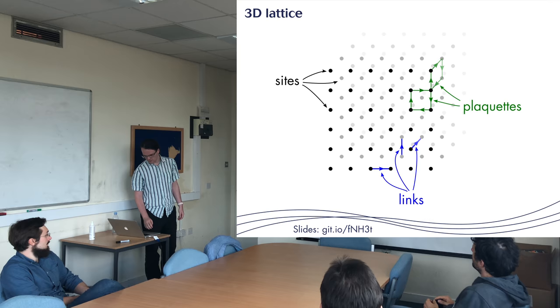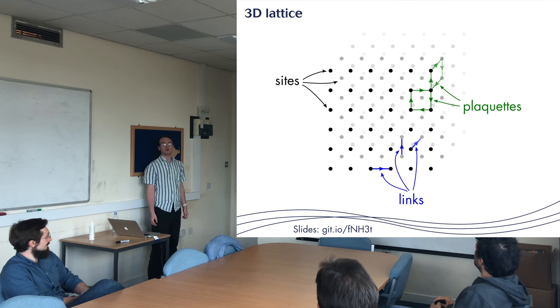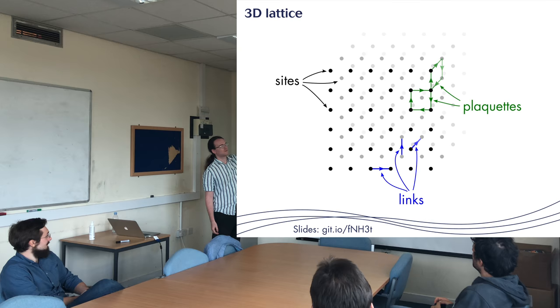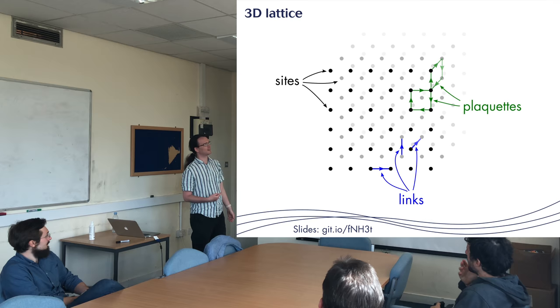So for those who aren't familiar with lattice field theory, I have not very much to say about the lattice, really. The important things to know about lattice in general is that you have some n-dimensional array of points. The points are sites, and sometimes you need to know that the bits between them are links and the squares are plaquettes. In this talk, you don't actually need to know that, but it's the diagram I have to hand.